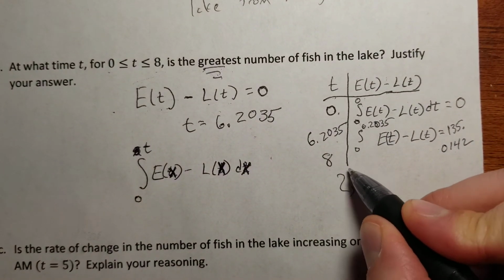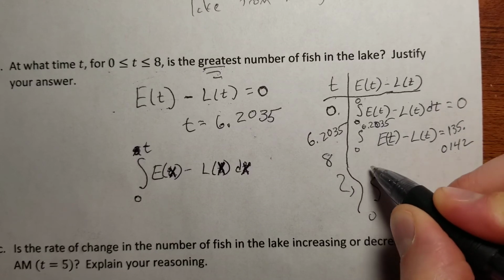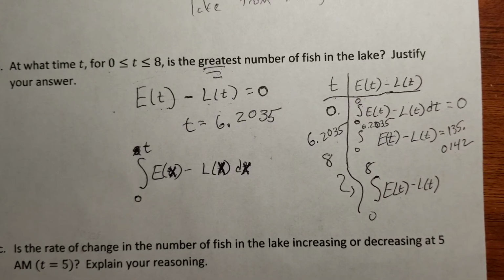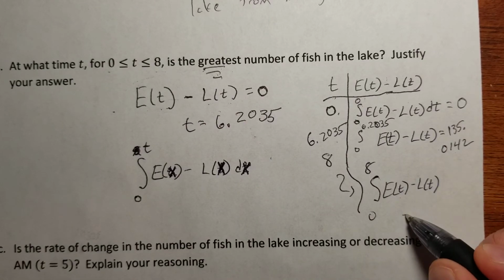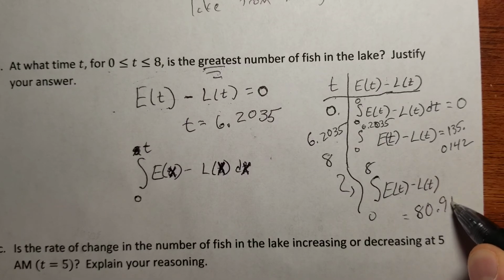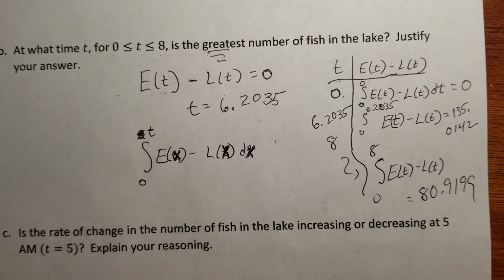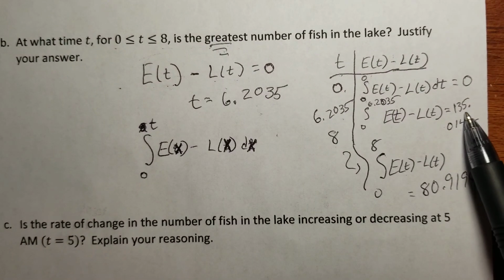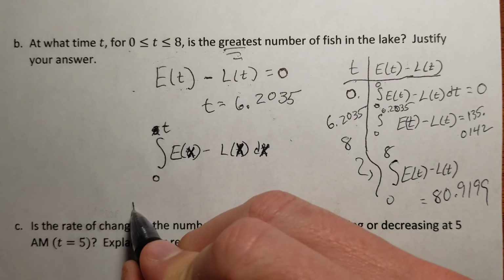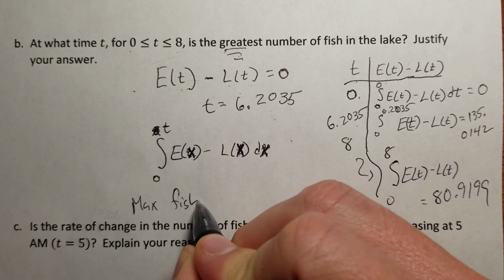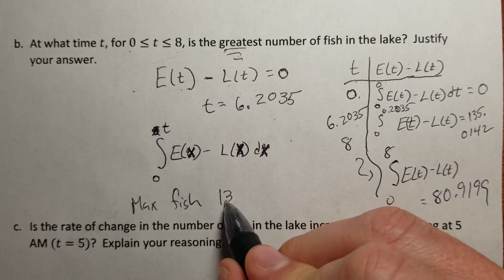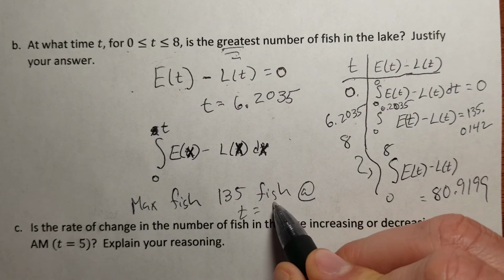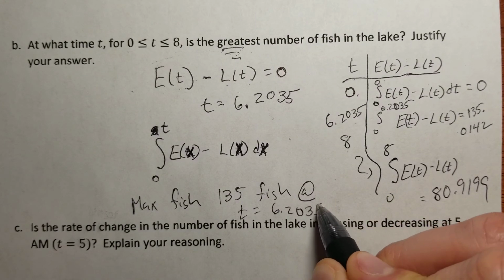All right, and then the last one, I guess I'll just put this down over here. Integral from 0 to 8 of E of t minus L of t. And this one is, I think, equal to 80.9199. And we wanted the greatest number of fish. I think that happens here. So our max fish is probably 135 fish at t equals 6.2035.